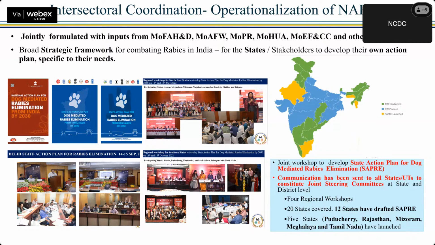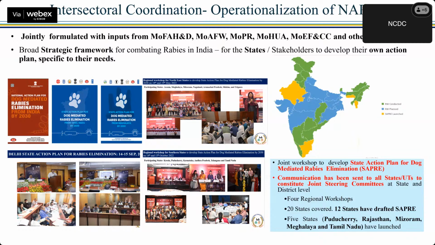To further strengthen this intersectoral coordination and operationalization of the National Action Plan for Rabies Elimination, we are trying to develop state-wise action plans for rabies elimination. So far, 5 states have already developed and published their state action plan for rabies elimination. 12 states have drafted their state action plan, and the remaining states we will cover in subsequent years. This state action plan is usually an extension of the National Action Plan for Rabies Elimination. For the National Action Plan, around 22 stakeholders jointly deliberated and developed it. Similar efforts are being taken at the state levels.